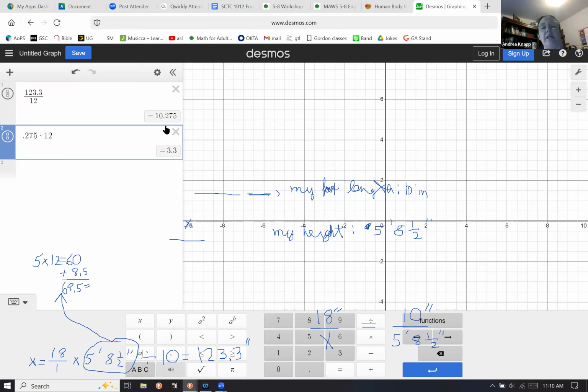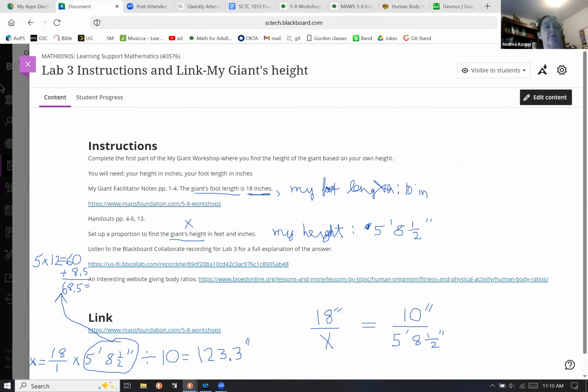So we have 10 feet, 3.3 inches would be the final answer for the height of the giant. 10 feet, 3.3 inches.